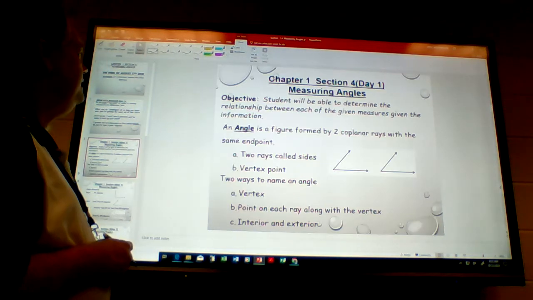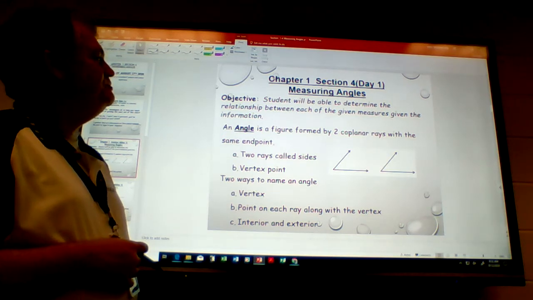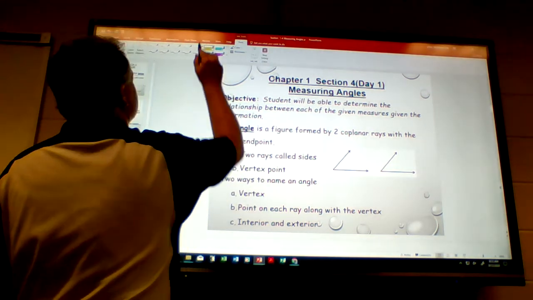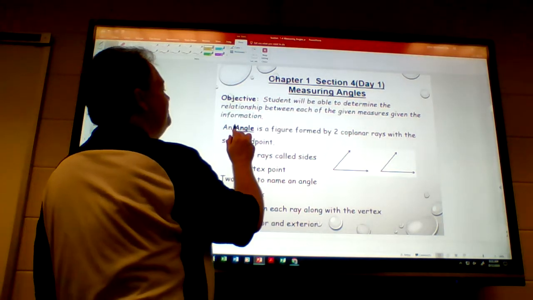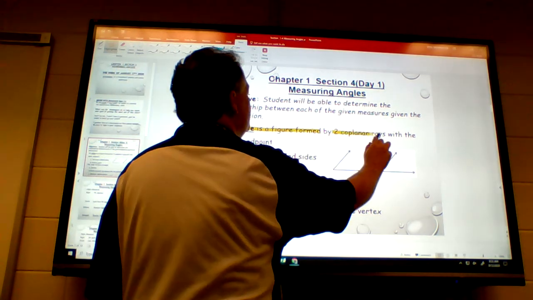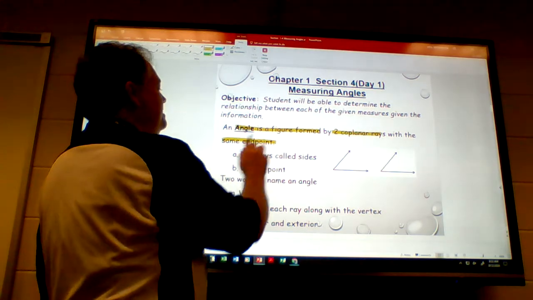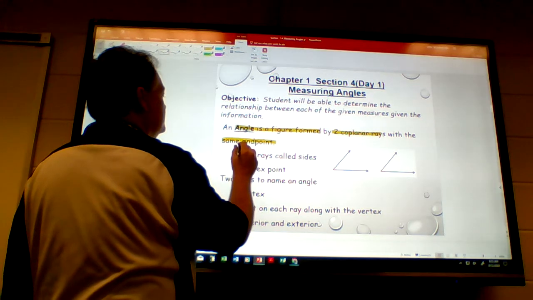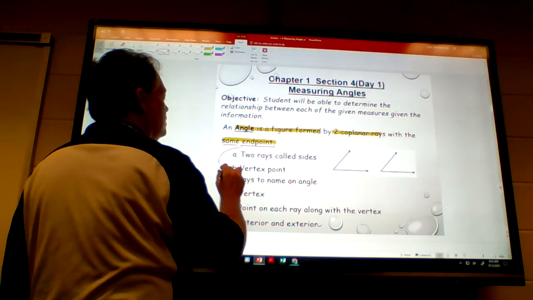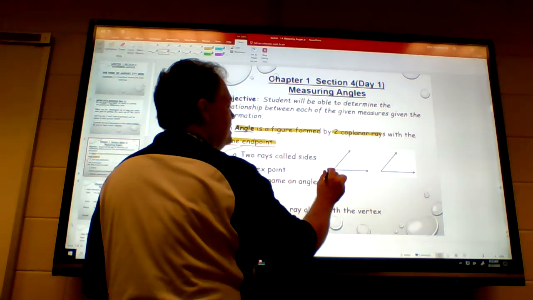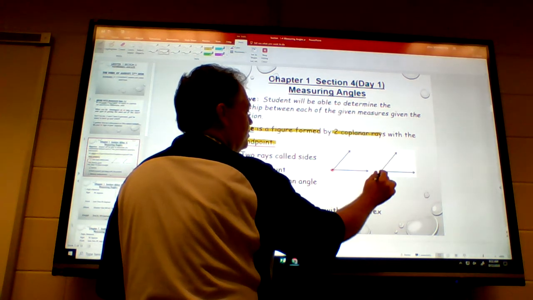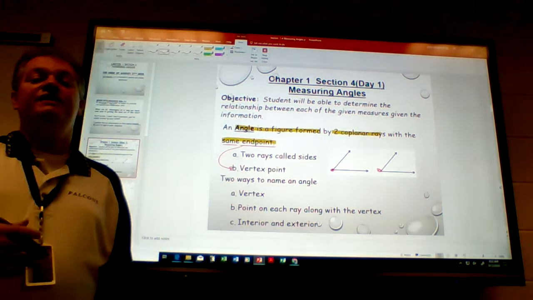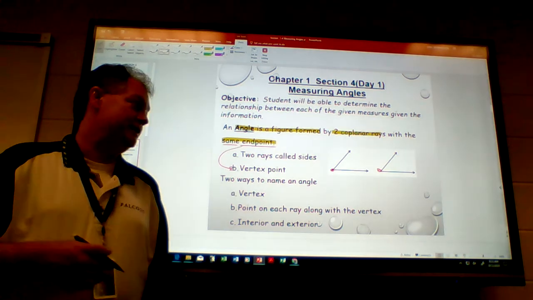Okay. Now, today you'll be able to determine the relationship between each of the measures given the information. First of all, you need to know what an angle is. An angle, by definition, is a figure formed by two coplanar rays with the same endpoint. That endpoint is called the vertex point. This right here is an example of a vertex point. This right there is also an example of a vertex point. They're the common endpoint at which both rays originate.